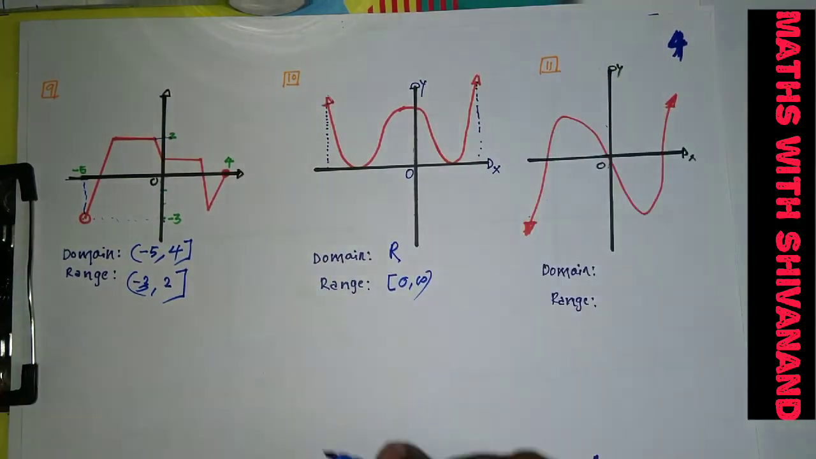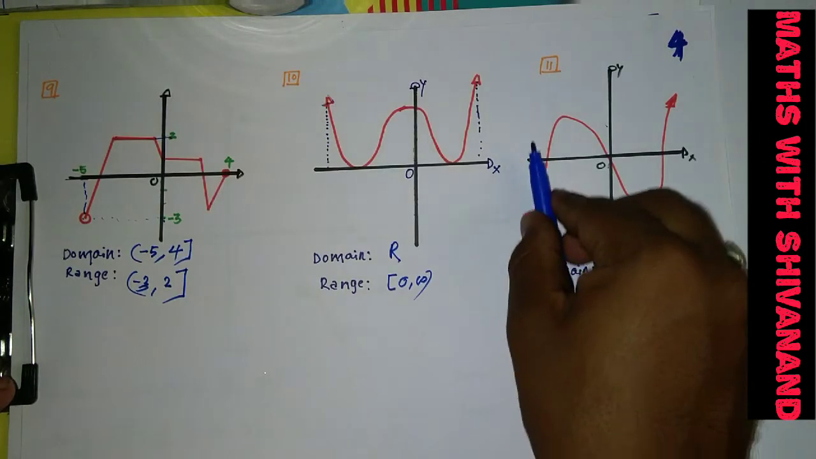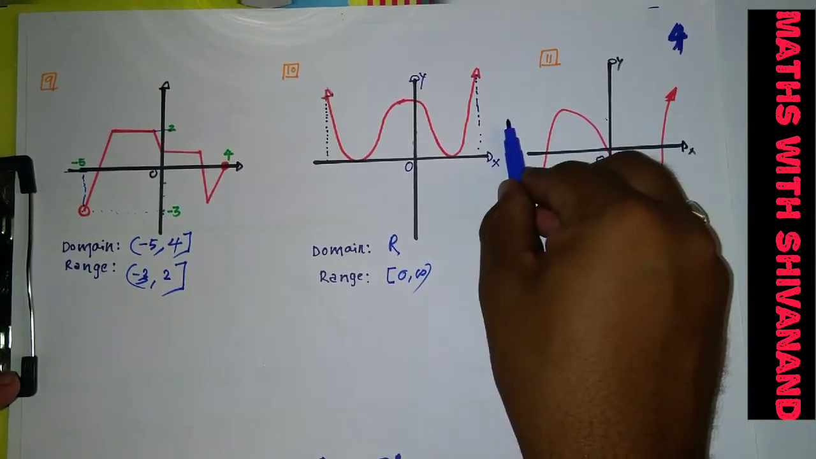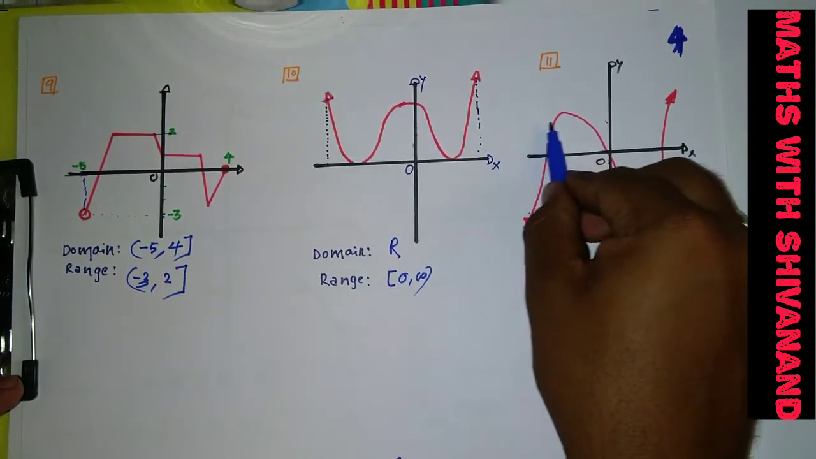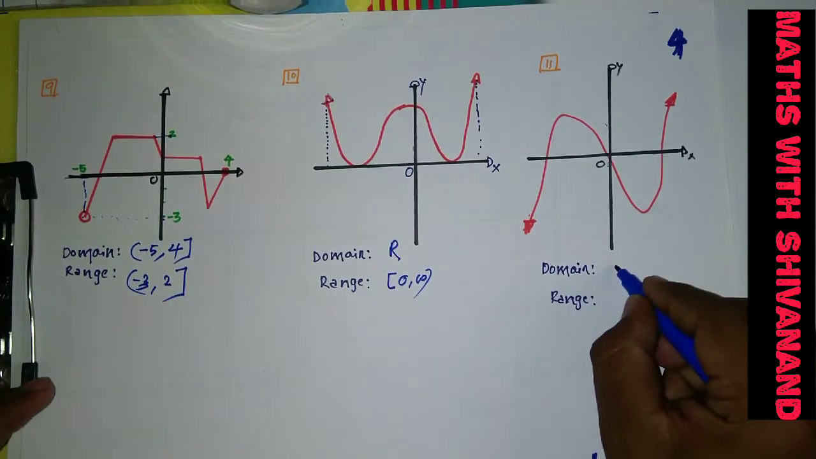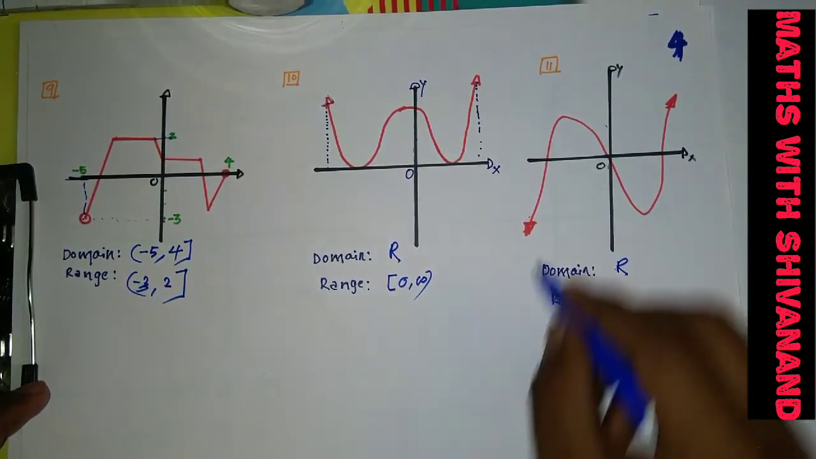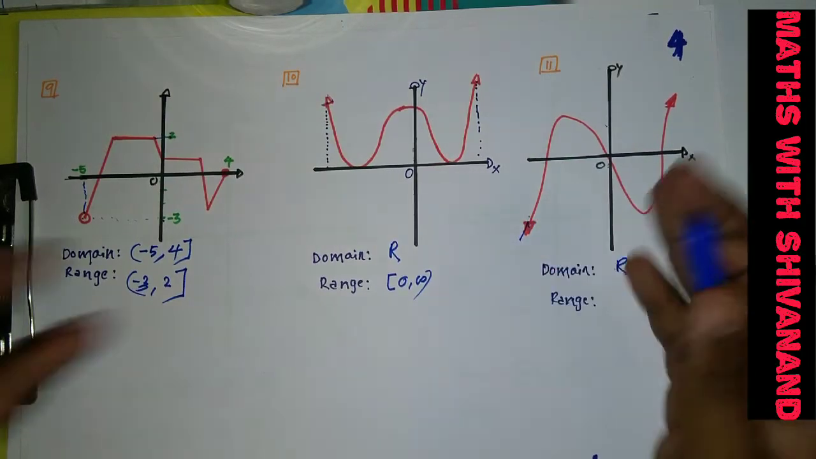So graph number 11 here. Check the domain here. Domain is nothing but left to right. It is taking all the values from -infinity to 0, 0 to what here? Infinity. Hence the domain is what here? Real numbers. Right? It has arrow marks at both ends here. It is moving towards what here?